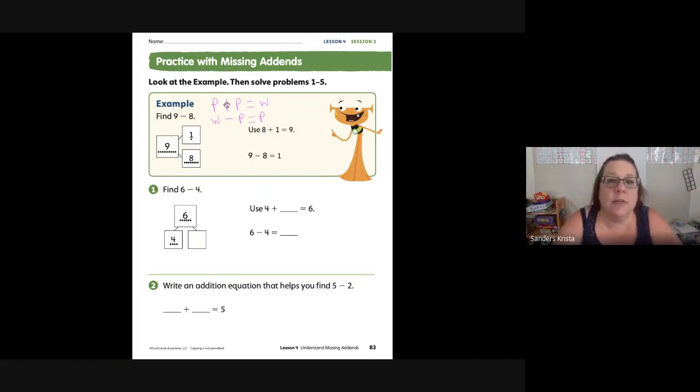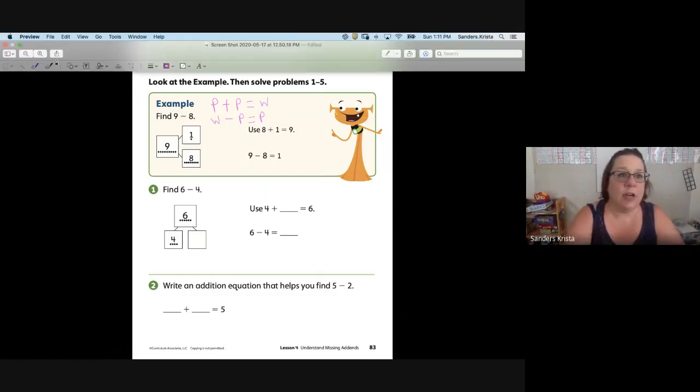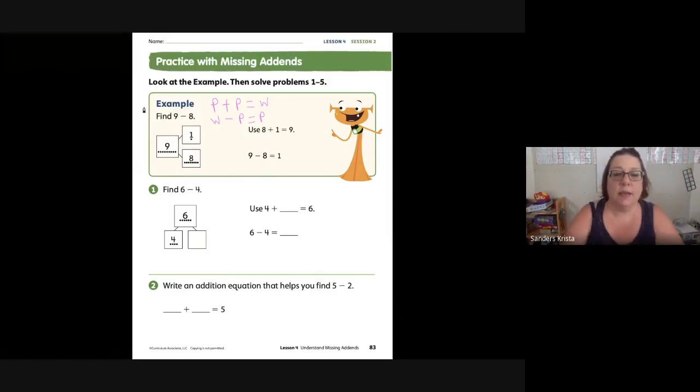Okay, so now I'm going to get a different color, to contrast blue. If we see a plus sign, we know that everything around the plus sign, to the left of it or to the right of it, has to be a part. If we see a minus sign, we always know that it goes whole minus a part equals a part.